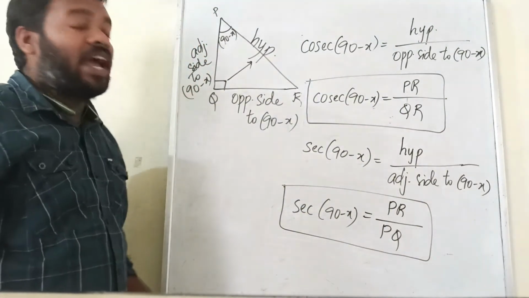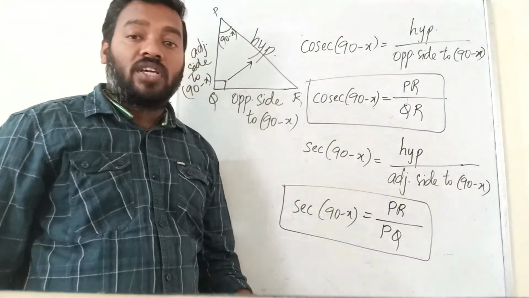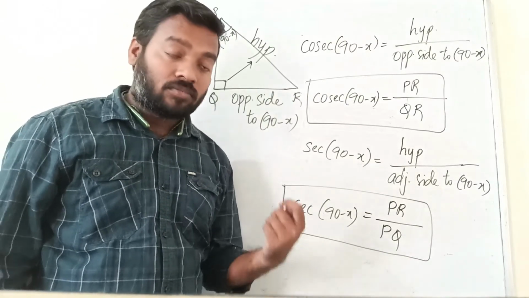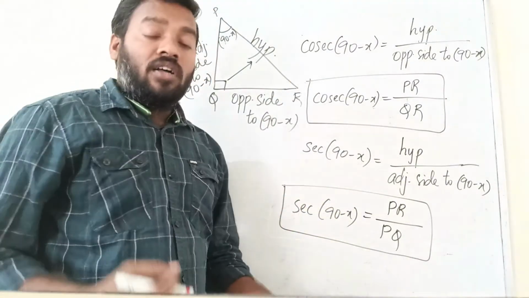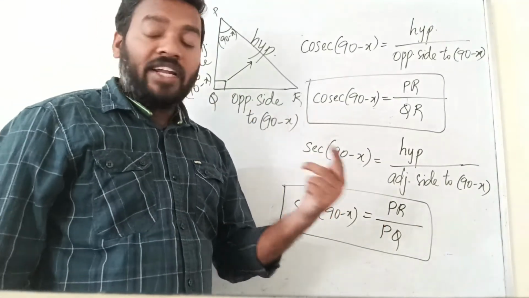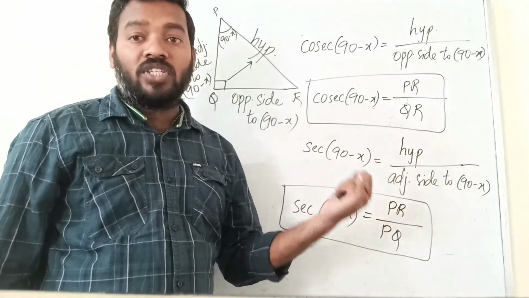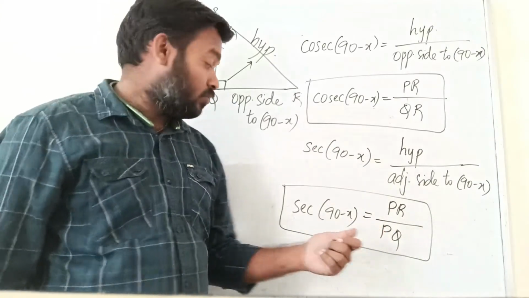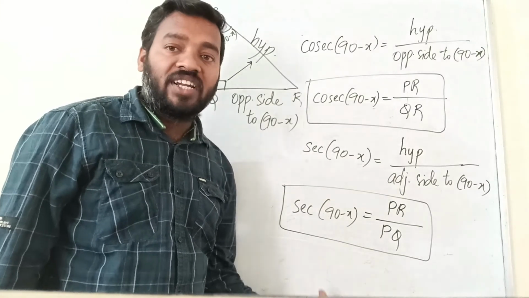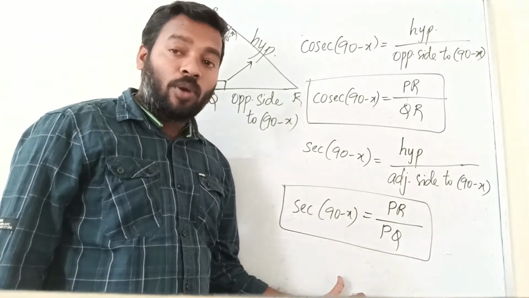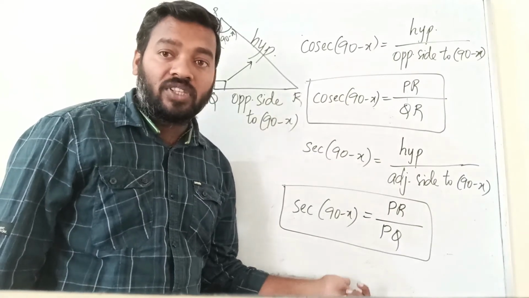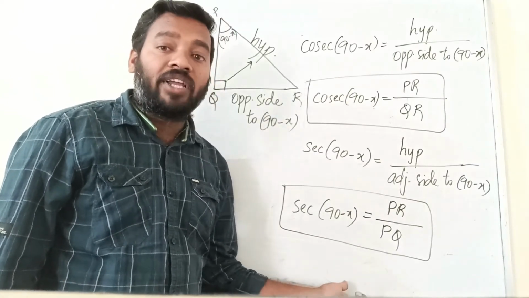So till now we have found sin x, cos x, tan x, cot x, cosecant x, secant x. Next, sin 90 minus x, cos 90 minus x, tan 90 minus x, cot 90 minus x, cosecant 90 minus x and secant 90 minus x. Now let us see what is the relationship between the trigonometric ratios with respect to angle x and the trigonometric ratios with respect to angle 90 minus x.